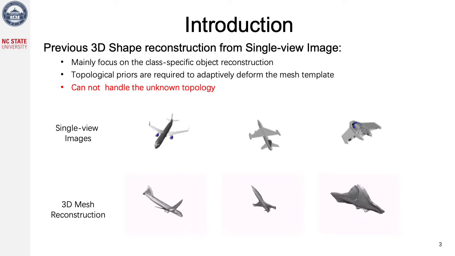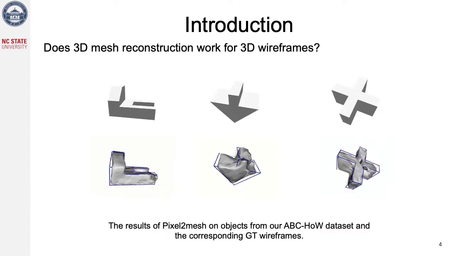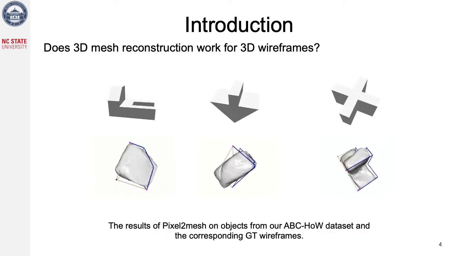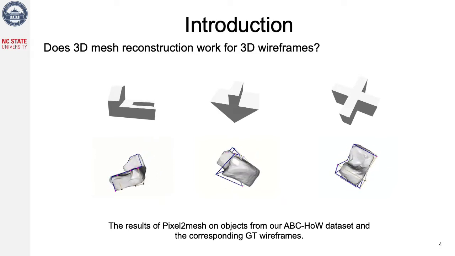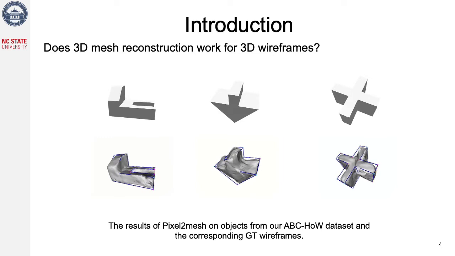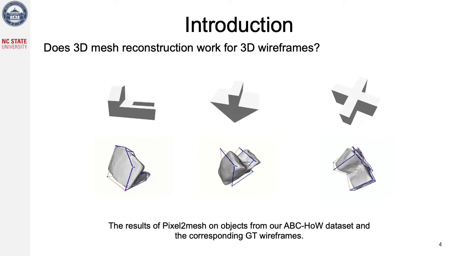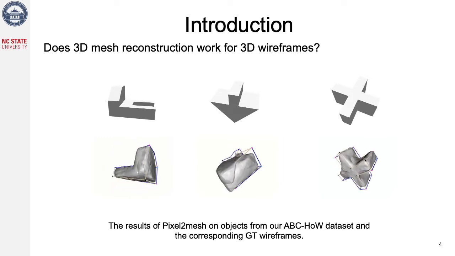Then the 3D object shape can be reconstructed by combining the prior knowledge and visible cues from the single view images. For example, Pixel2Mesh uses a prior topology to adaptively deform the mesh template to reconstruct the objects from the ShapeNet dataset, which only contains objects of 12 categories. When using a single-view mesh reconstruction method to reconstruct the 3D model from our ABC-HoW dataset, its reconstruction performance dramatically drops, especially for the invisible parts of the objects, as these objects do not have any semantic priors.